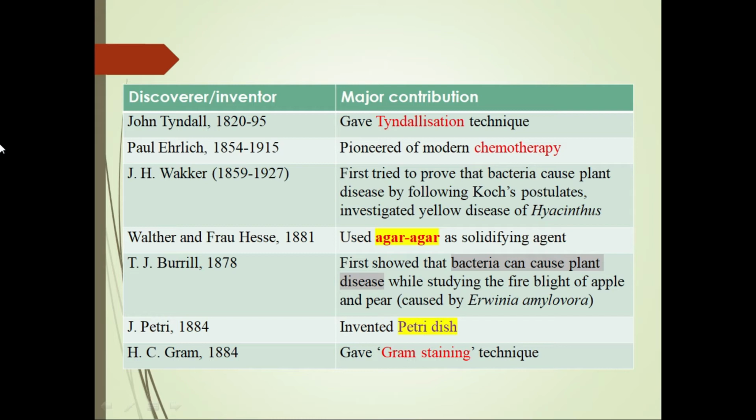And one landmark achievement in the characterization of bacteria was this gram staining. It was devised in the year 1884. This gram staining gives two types of reactions. One is gram positive and gram negative. So we'll discuss later more about this gram staining technique in the practical.